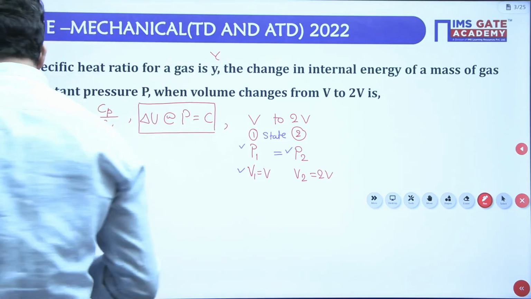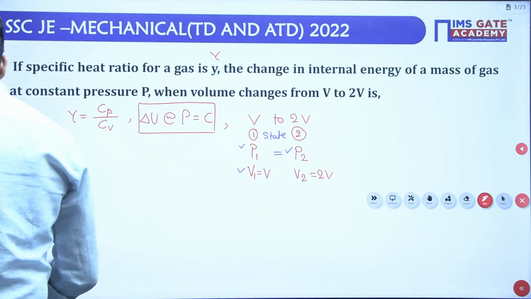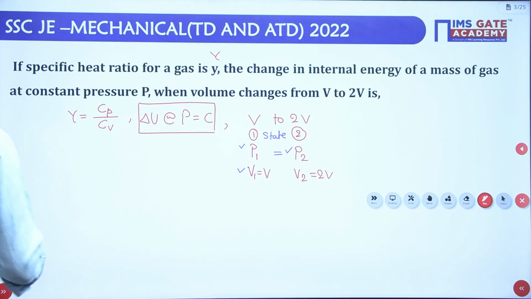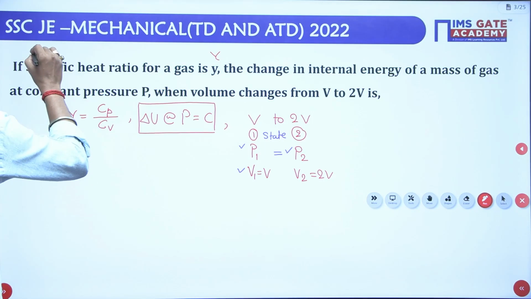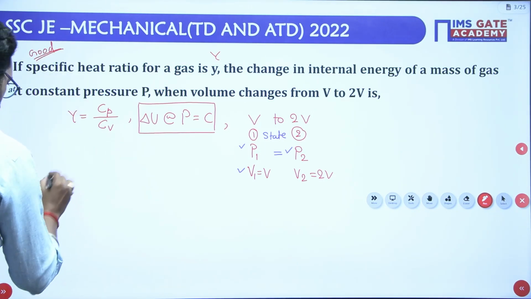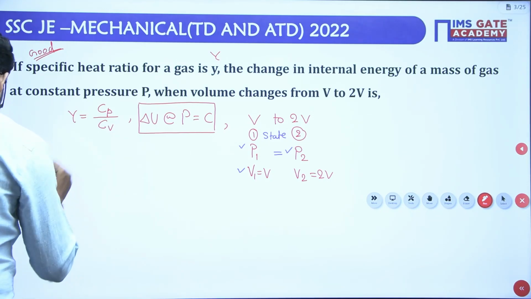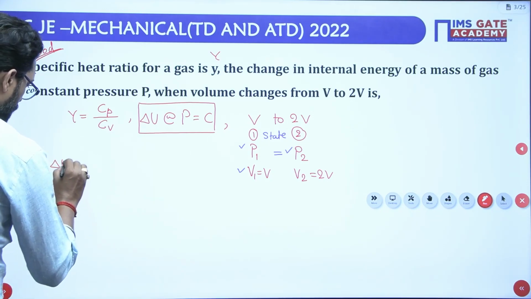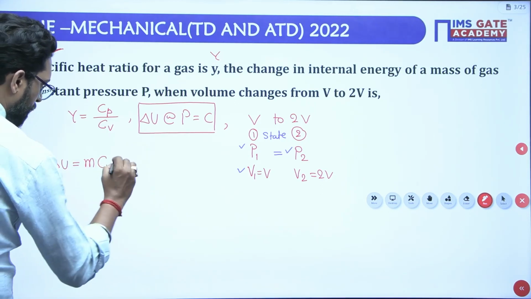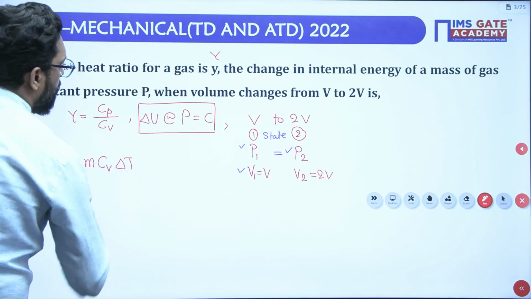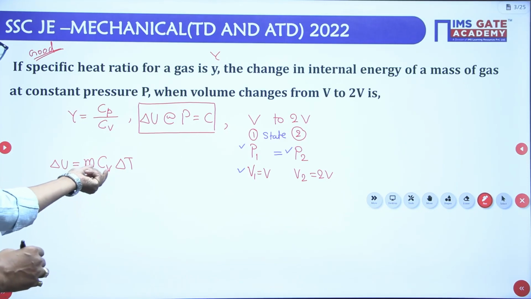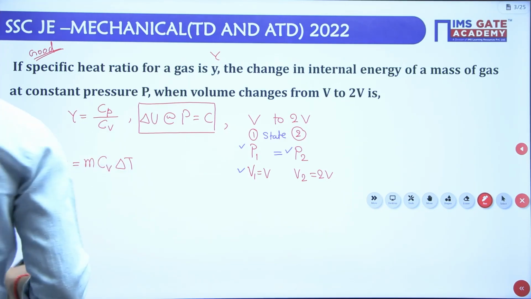So we have to find the change in internal energy. What do we know that, beta? We know that the change in internal energy, this is an important question, a very good question. The change in internal energy, delta U, is equal to the mass of the system times Cv times delta T. This is for the ideal gas, okay? So mass of the gas, Cv, the specific heat at constant volume, into delta T.